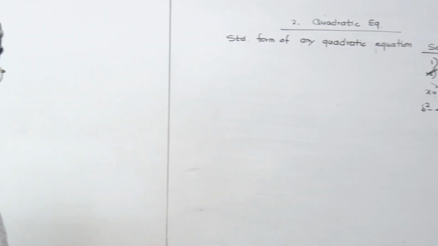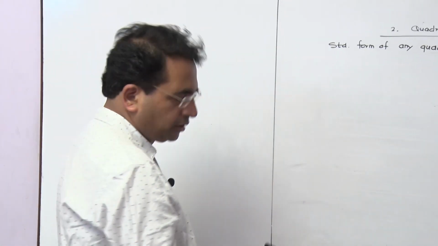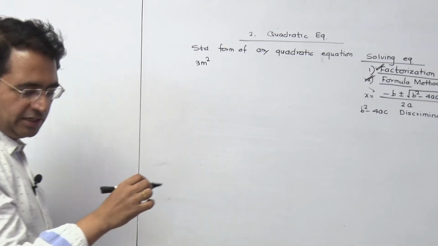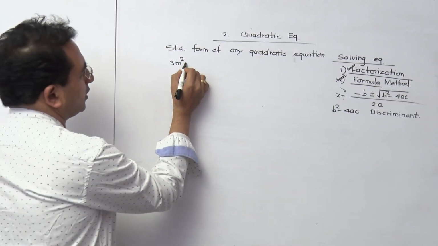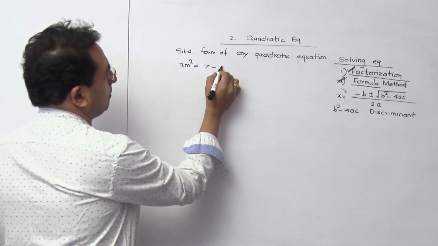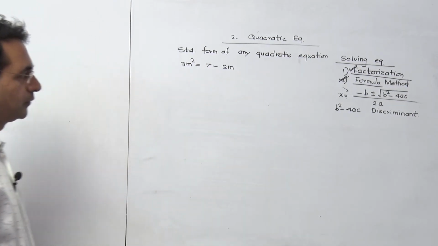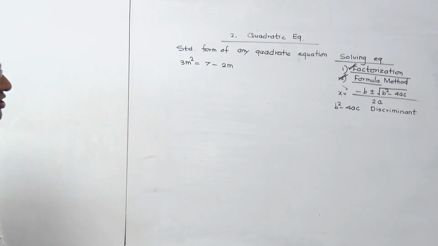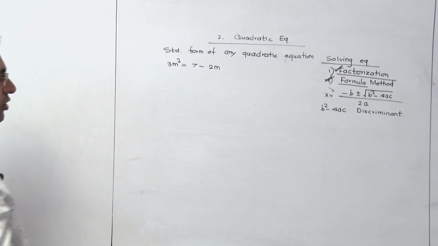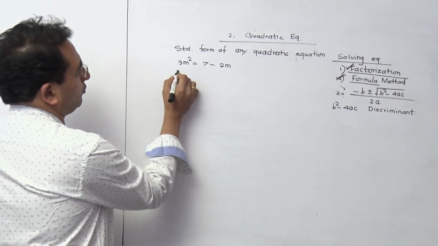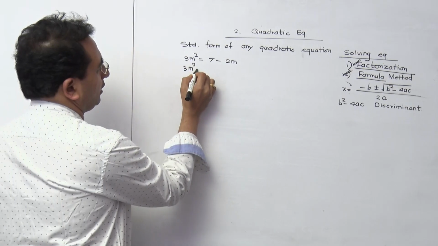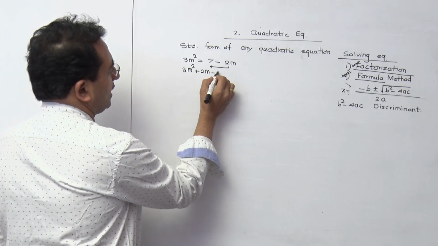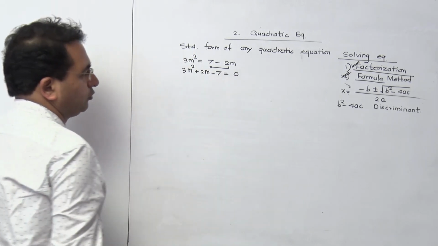Let us go for the last question of this session. The question is 3m square is equal to 7 minus 2m. This equation, as I told you earlier, is not in the standard form. So we are writing 3m square minus, this will become plus, it is 2m, and then minus 7, that is equal to 0.